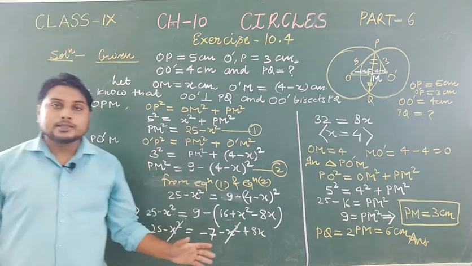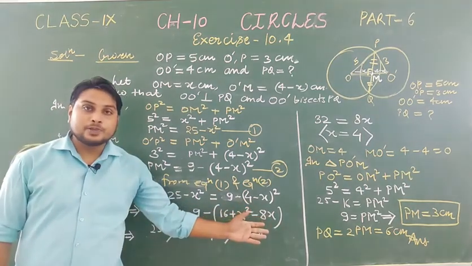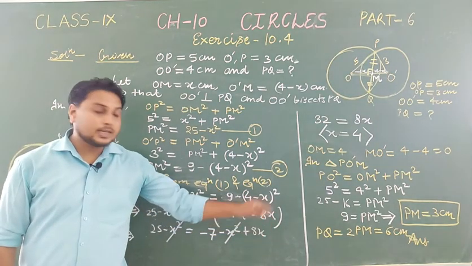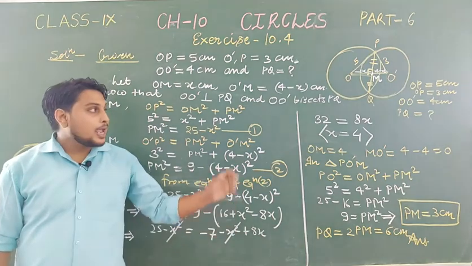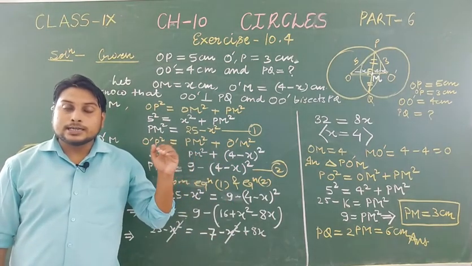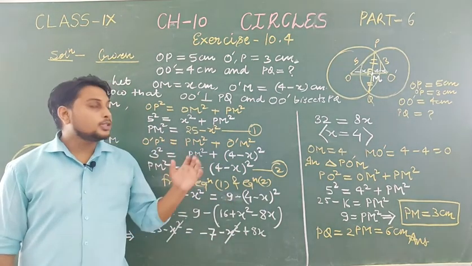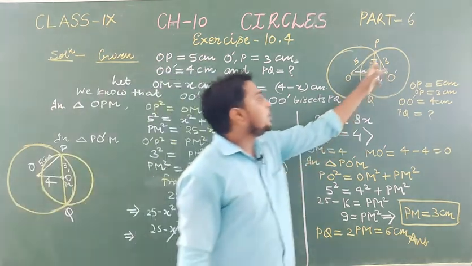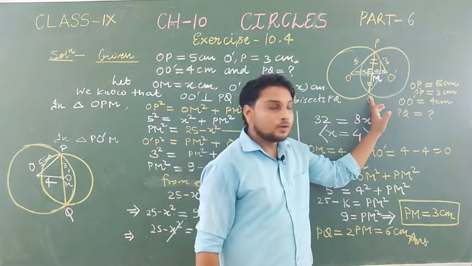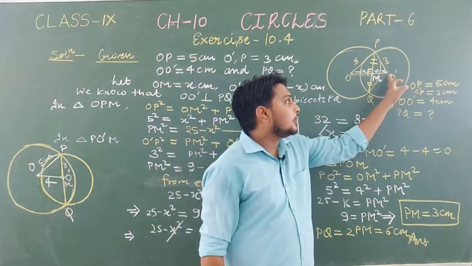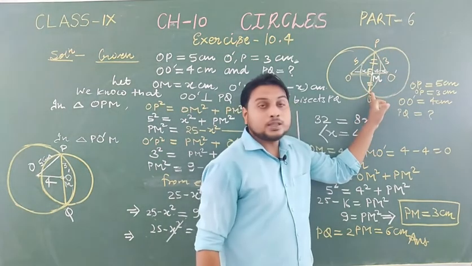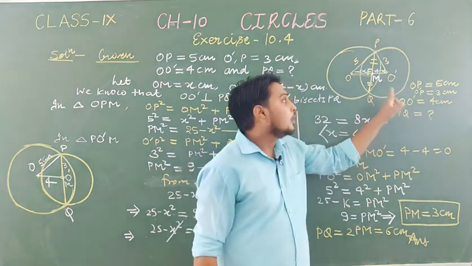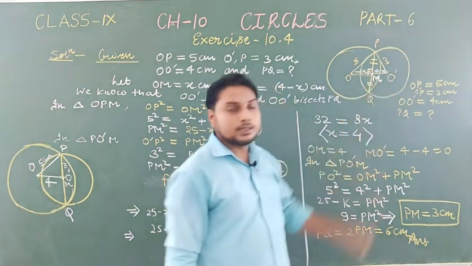Students, how can we say this? See, the value of PQ we are getting is 6 centimeter, and it is double the radius of the second circle. It means this PQ is 6 centimeter, and the radius of this circle is 3 centimeter. Then this PQ will be the diameter of the circle. It means this O dash lies on this line.